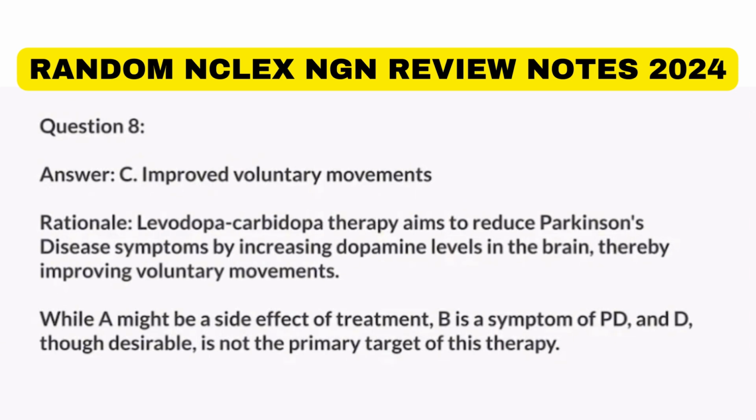Rationale: levodopa-carbidopa therapy aims to reduce Parkinson's disease symptoms by increasing dopamine levels in the brain, thereby improving voluntary movements. While it might be a side effect of treatment, B is a symptom of PD, and D, though desirable, is not the primary target of this therapy.